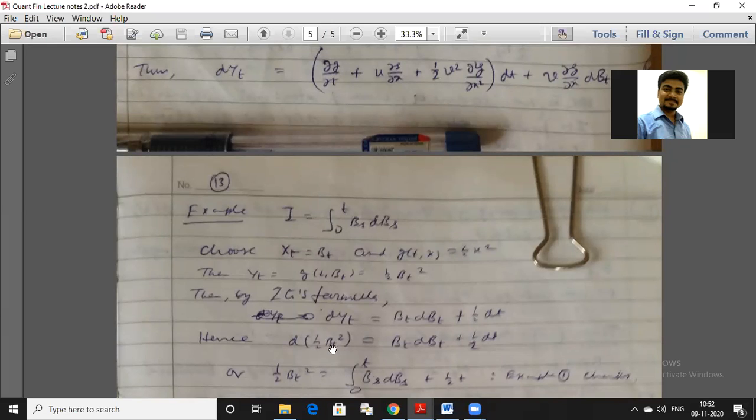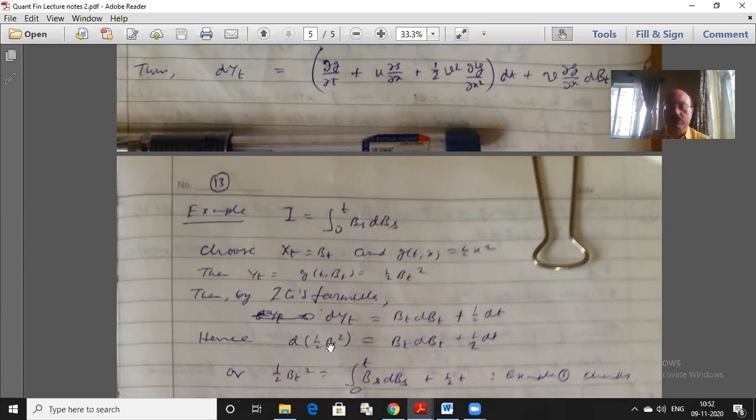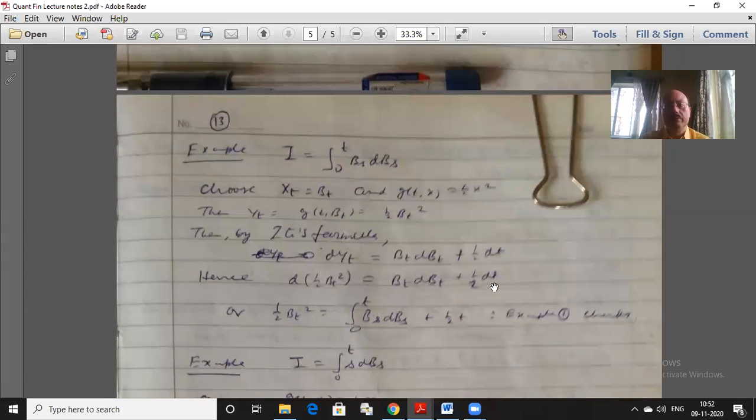Okay, great. So that would mean that d of half Bt squared, since Yt is half Bt squared, must be Bt dBt plus half dt. And then I integrate on both sides. So I have the integral checking out. So the first example checks out: the integral of Bs dBs is actually half Bt squared minus half t. We have done it before from first principles, but now the Ito formula gives us a very quick way. So as I said, once we have the Ito formula, it's like I have already established the integral of sin x formula and other typical formulas.